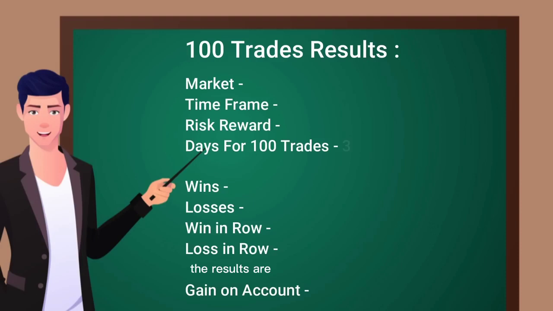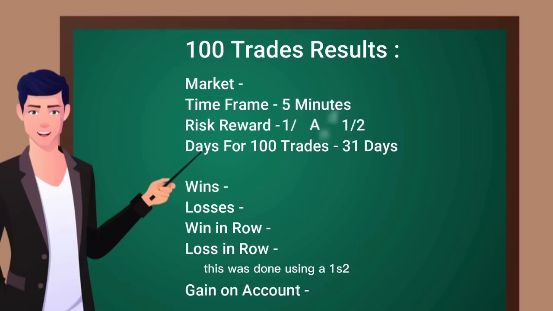Okay, the results are in after 31 days. The test is truly amazing, so let's check it out. Now, I used a 5-minute time frame. This was done using a 1:1 and 1:2 risk to reward ratio on Euro-USD. And it took 1 month of price data to find the 100 trade signals, which is actually very good.